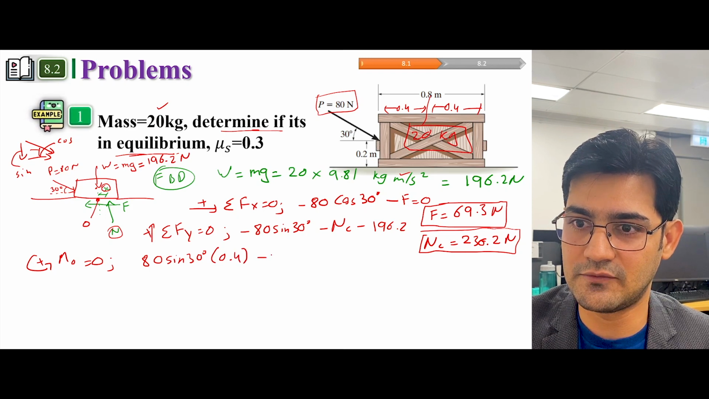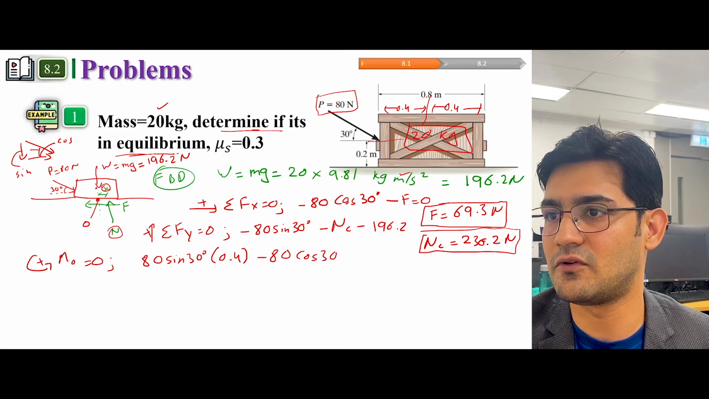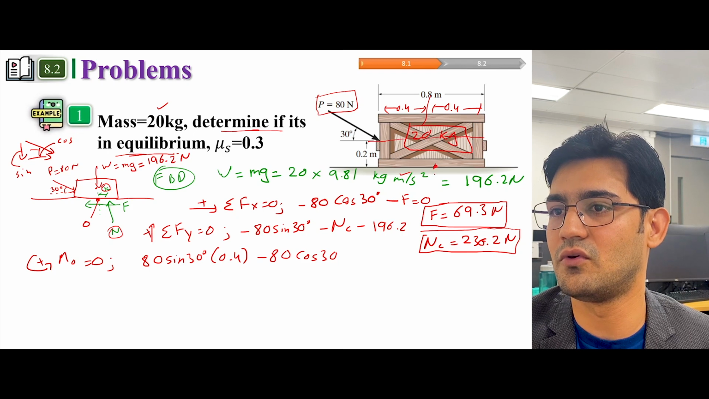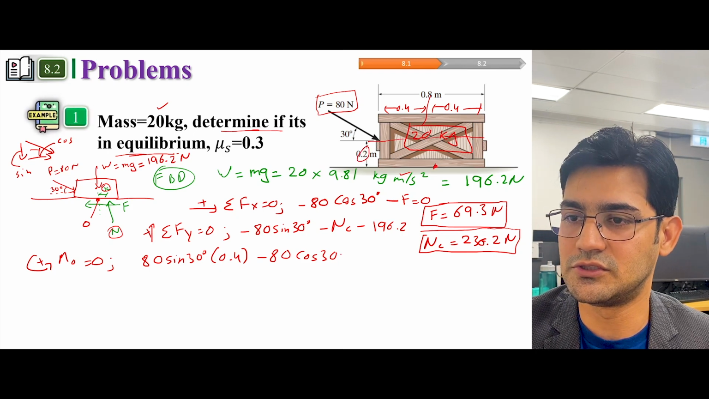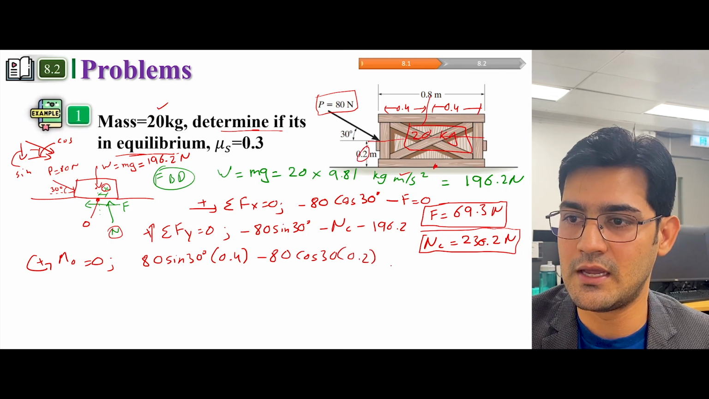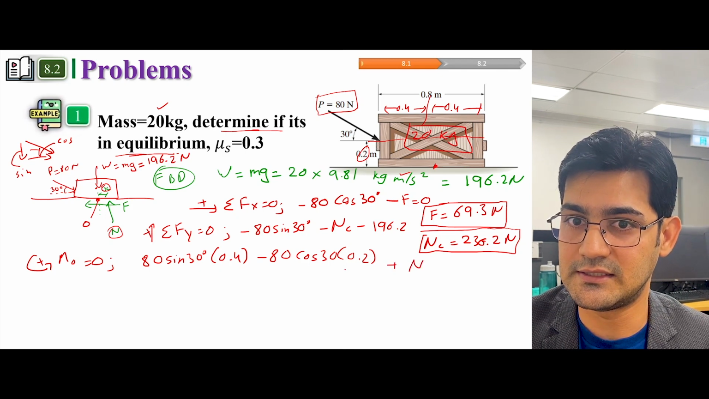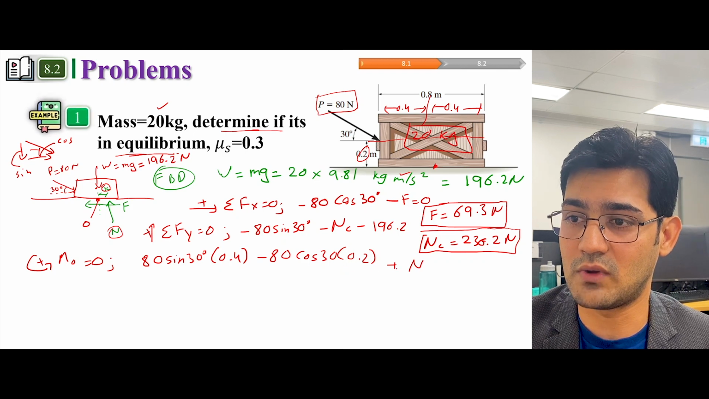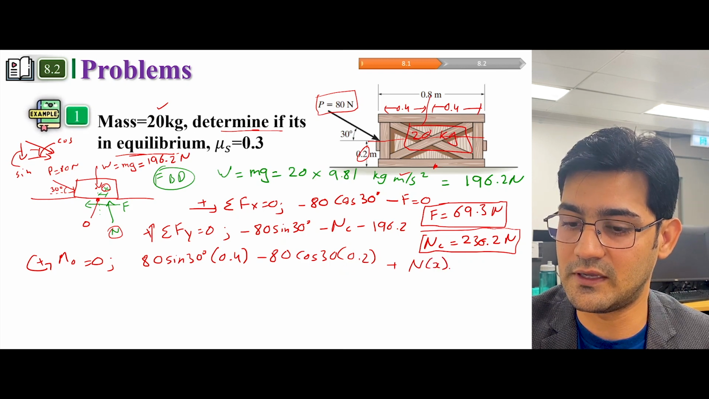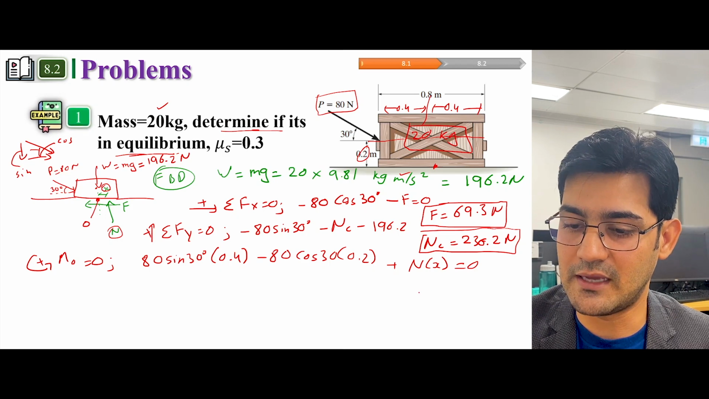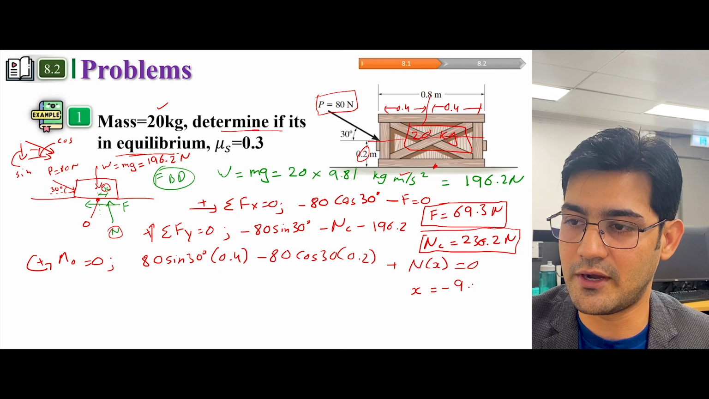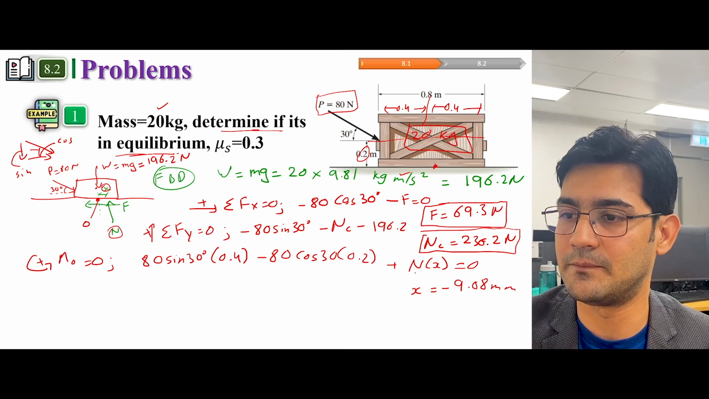0.4. And the next force is the horizontal component, which is cos of 30 degrees, and the distance of the horizontal component from this point O is 0.2. Now we have the normal force N_C, and this is also acting anti-clockwise, so it should be positive, N_C times x is equal to 0. So if you do the math here, you will get x is equal to minus 9.08 millimeter.